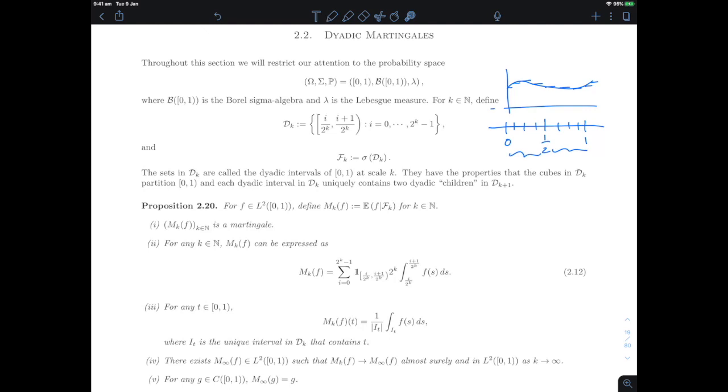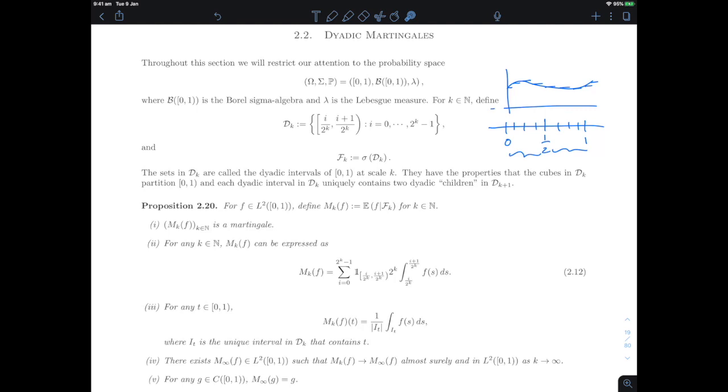Okay, so we'll need to prove a few basic properties of this. First of all, we need to prove that this is indeed a martingale. It's going to follow very simply from the fact that it's given by successive conditioning on elements of a filtration. That's a very general phenomenon. Then we'll look at what Mk of f looks like. It's a finite linear combination of the indicators of the sets in Dk, and the constant you put in front of each indicator function is just the average of f over that interval.